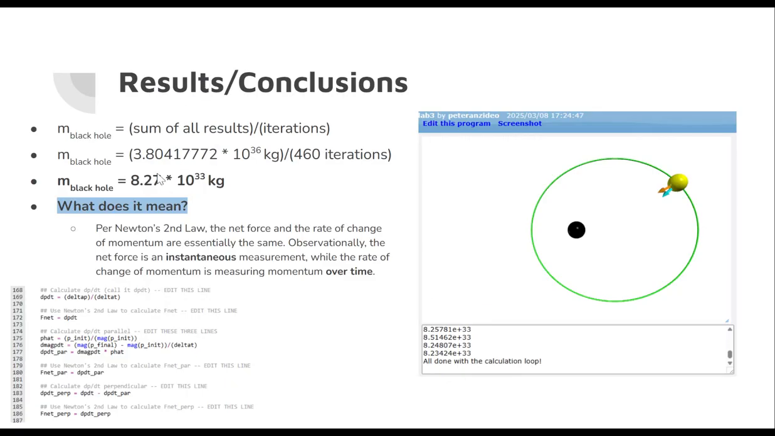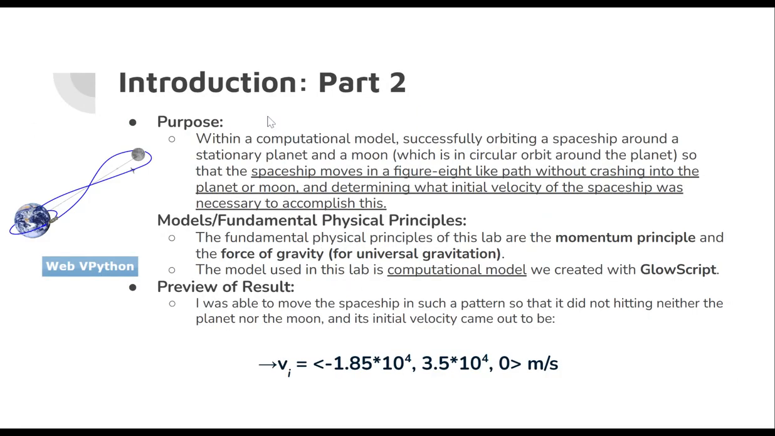So here are the results. The sum of all results was this number right here. There are way more iterations, but I just showed the last few here on the screenshot. There are 460 total. So you divide that and you get 8.27 times 10 to the 33 kilograms. Per Newton's second law, the net force and the rate of change of momentum are essentially the same. However, observationally, the net force is an instantaneous measurement, while the rate of change of momentum is a measurement of momentum over time.